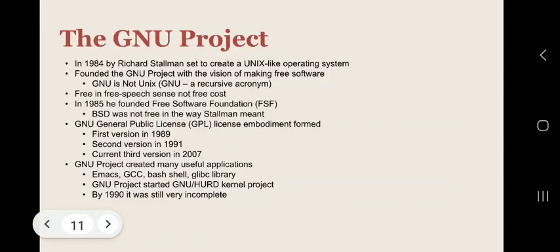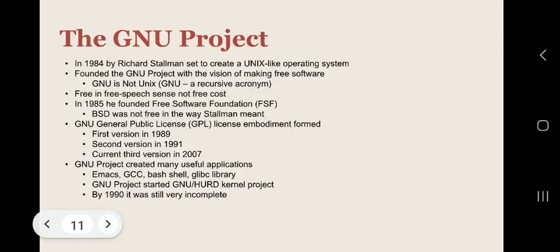So then finally we are going to talk about the GNU project. The reason I'm talking about this in the history of Unix and Linux is that without GNU a lot of things wouldn't be as they are today, that you are experiencing, right?